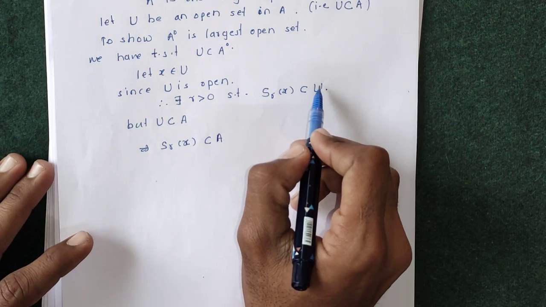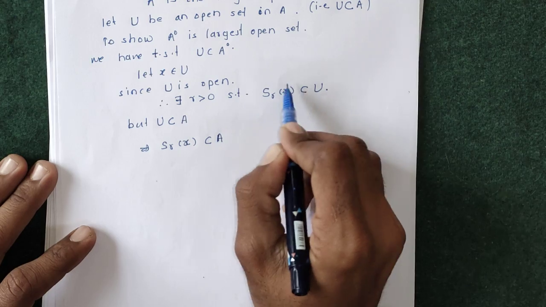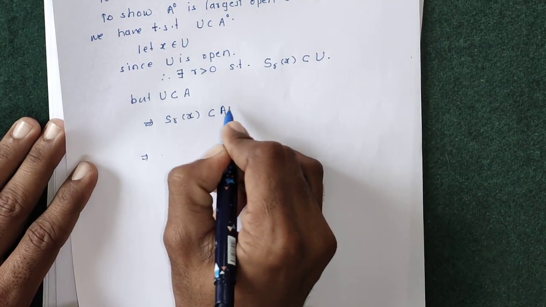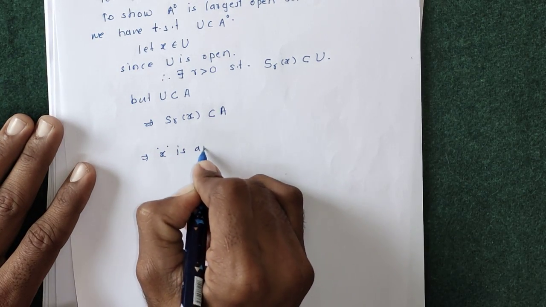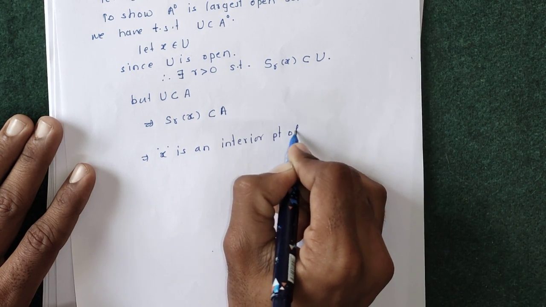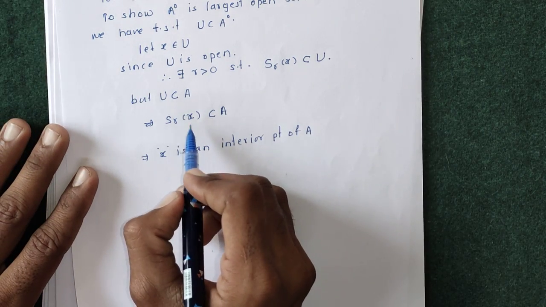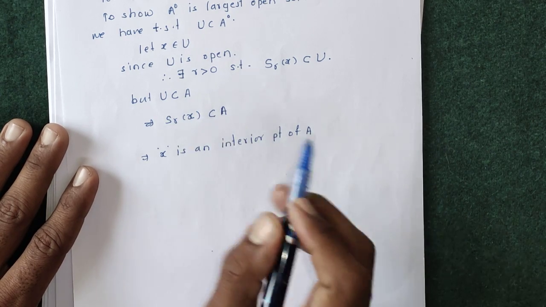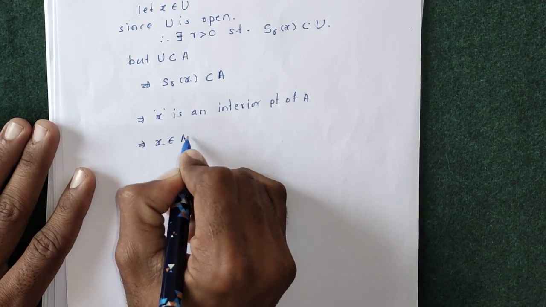Since this U lies in A, S_r(x) is a subset of U, which is a subset of A, implying S_r(x) is a subset of A. So x is an interior point of A. That is, for any x belonging to A, if there exists some radius greater than 0 such that the open sphere lies inside A, then x is an interior point of A by definition. So x belongs to A interior.